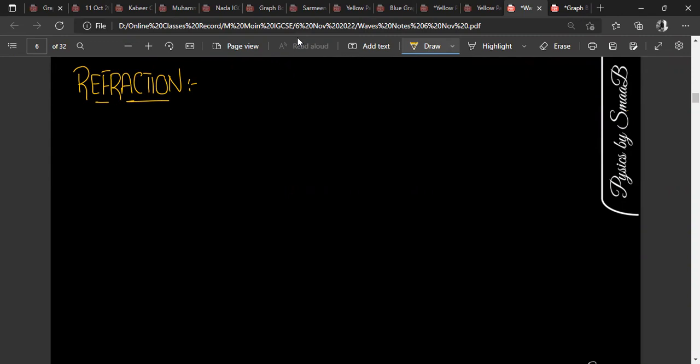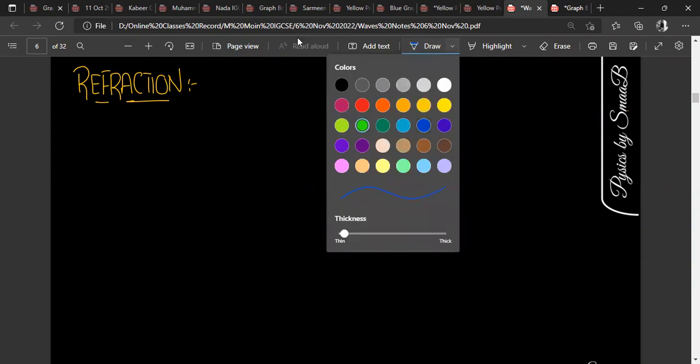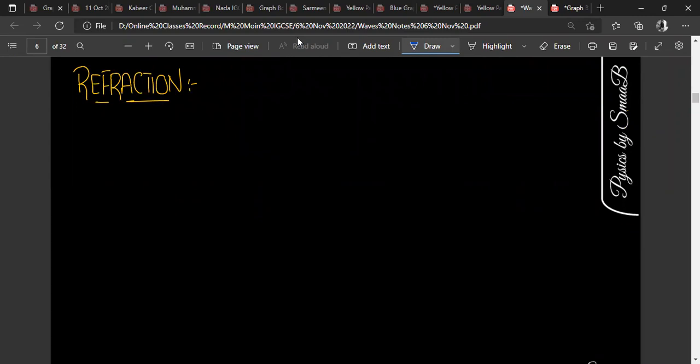Refraction means bending of light, and there are two types of refraction that can take place in the ripple tank, or you can say there are two possible cases. The first case is when waves are moving from rare to dense, which means from a light medium to a heavy one. Moving from rare to dense medium, this is our first condition.